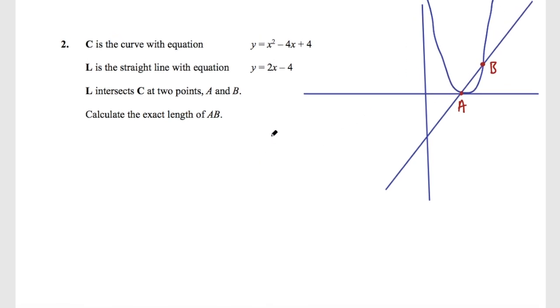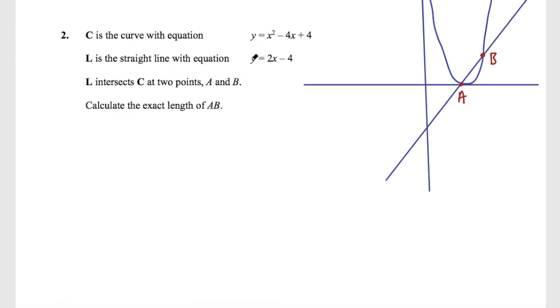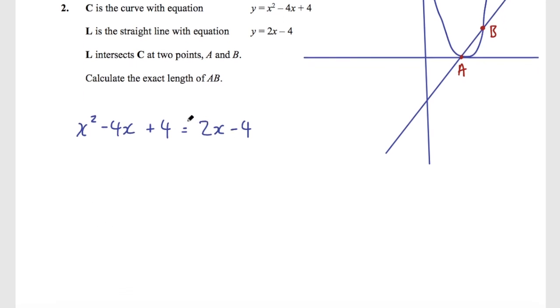Well, that will be where the equations are equal, where the y values are equal. So my starting point here is to let the equations of these lines equal each other. So I can say that x squared minus 4x plus 4 equals 2x minus 4. So where they cut will be where those two equations are equal. And then now we've got one unknown and one equation, so we can solve this for x.